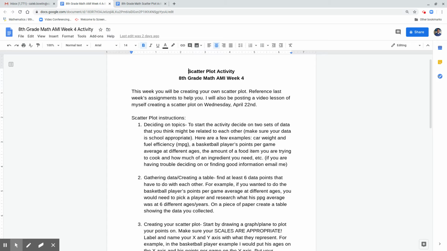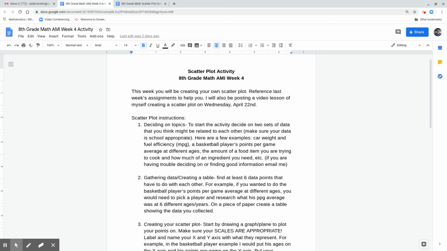All right, so your first set of instructions is number 1, deciding on topics. So to start the activity, you wanted to decide on 2 sets of data that you think might be related to each other. Make sure your data is school appropriate. Here are a few examples: car weight and fuel efficiency from our lessons last week, a basketball player's points per game average at different ages, the amount of a food item you are trying to cook and how much of an ingredient you need, etc.